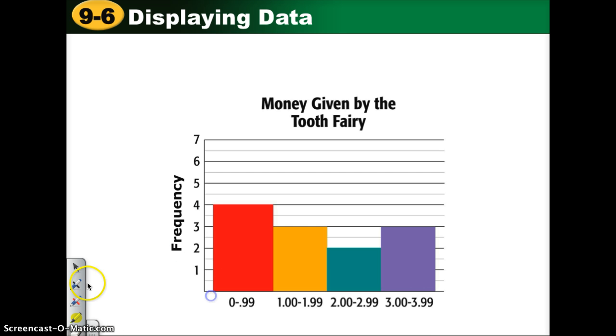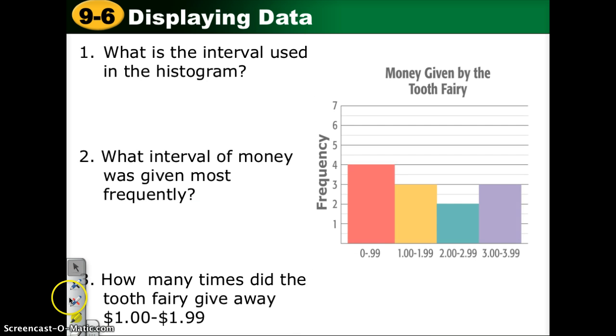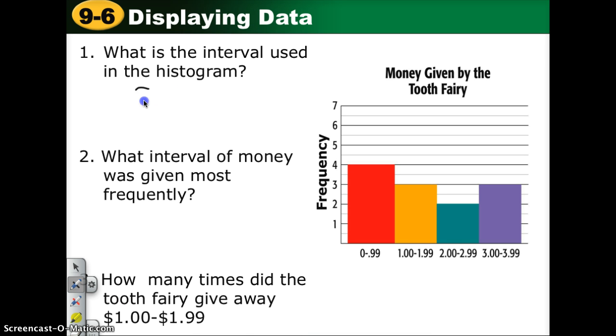So let's answer some questions from this. What is the interval used in the histogram? Well, we already looked at that. The interval would be $1. And if you're looking, well, 0 to 99 cents, think about including 0 in that. That's a full dollar interval.